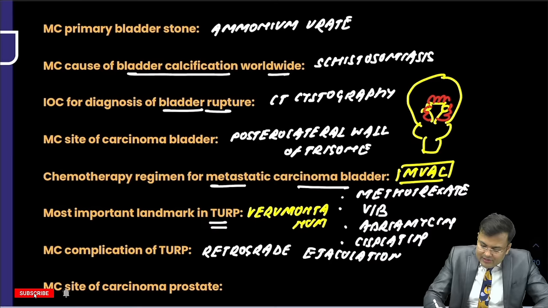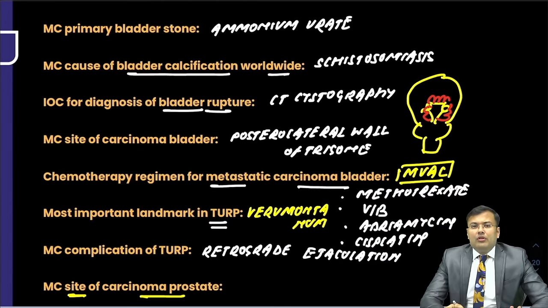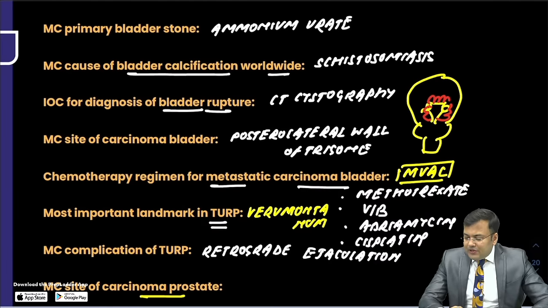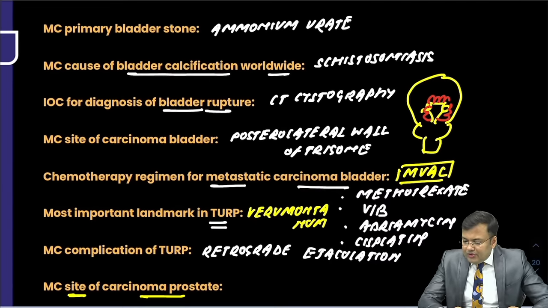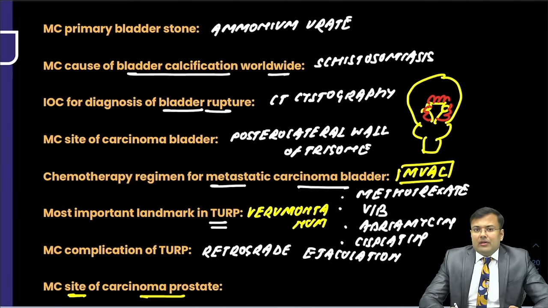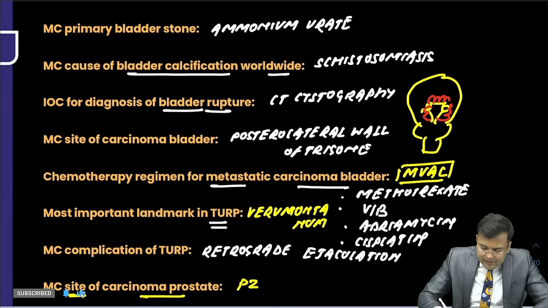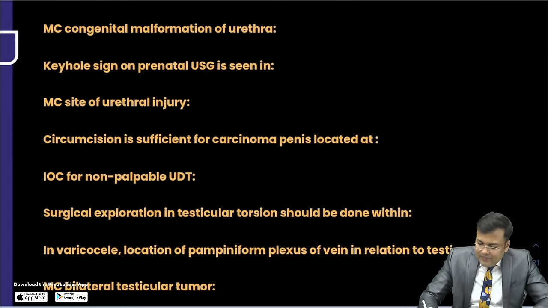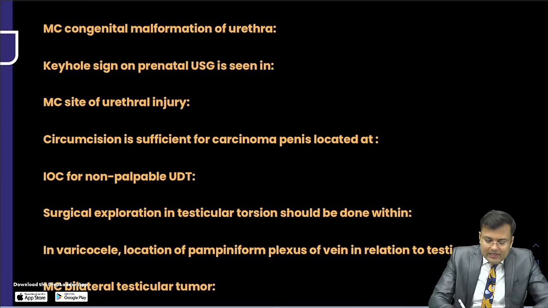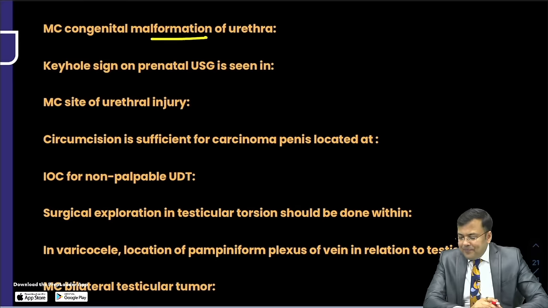Next question, easiest question, most common site of carcinoma prostate. Which zone? Tell me, guys. Peripheral lobe, transition zone. No, not transition zone. Peripheral lobe, posterior lobe. Okay, you are combining. So it is peripheral zone or posterior lobe. Clear? Very good.